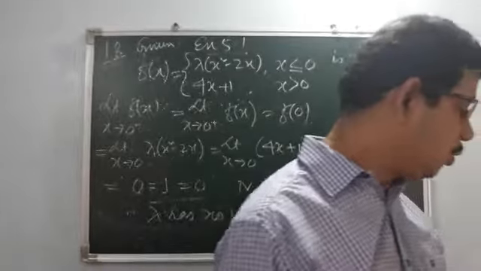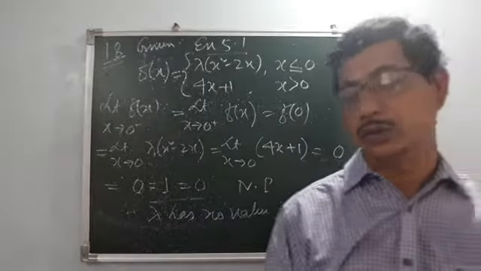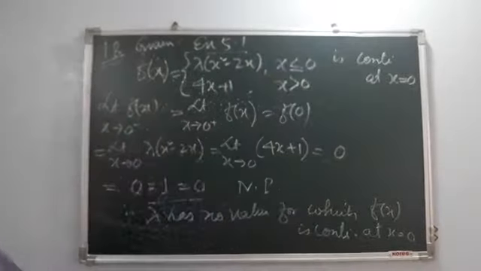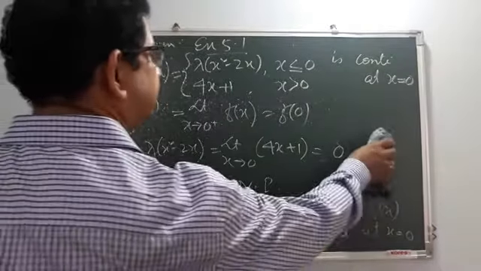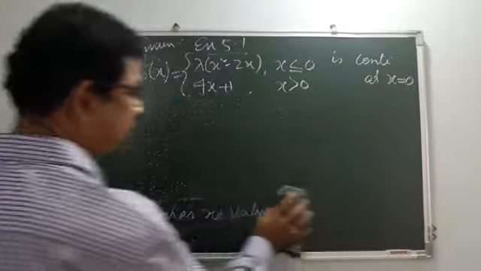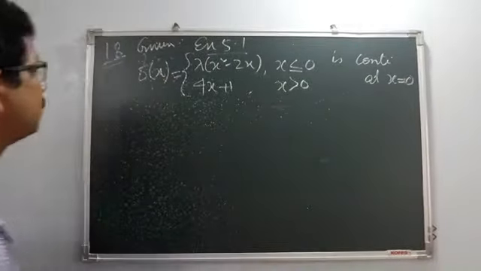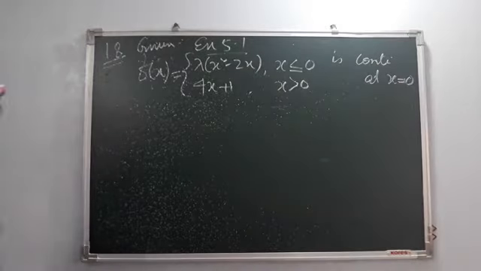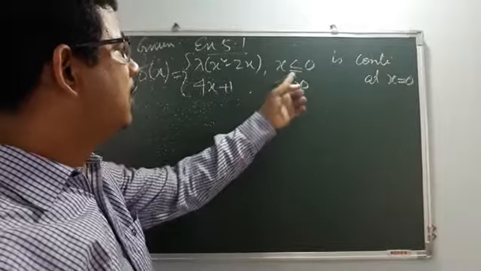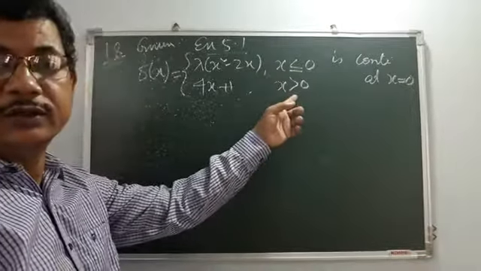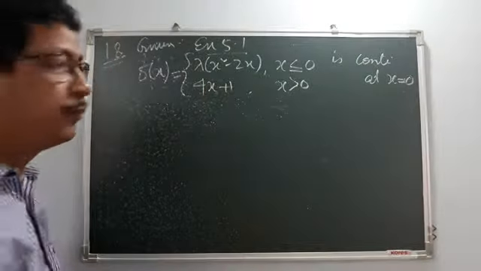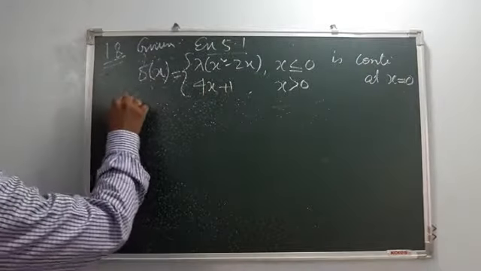This question has another part: what about the continuity at x = 1? Now we are proceeding to the next part of this question. x = 1 is greater than 0, not less than 0. So x = 1 will always give this branch.